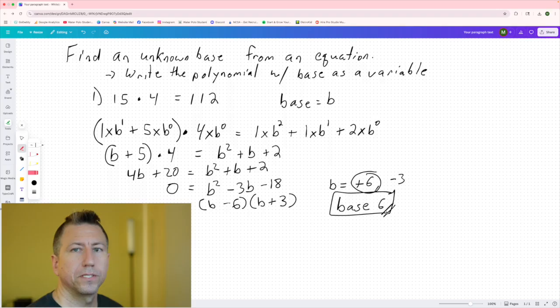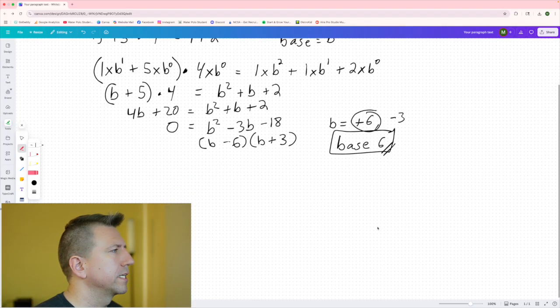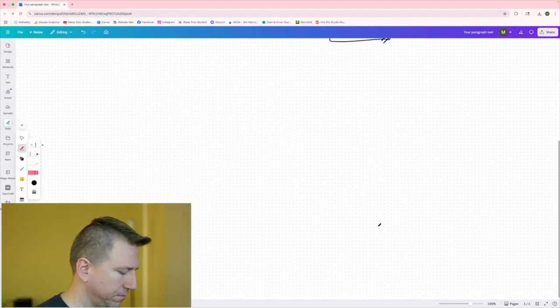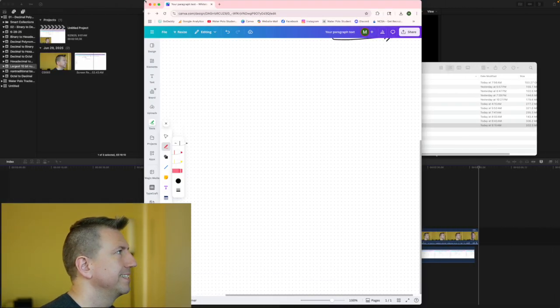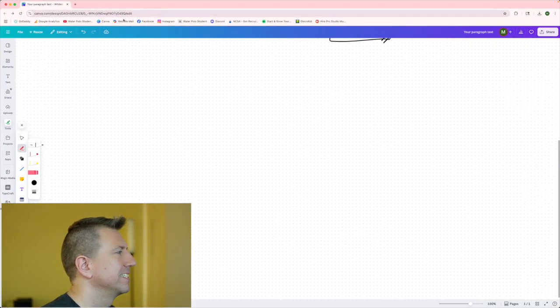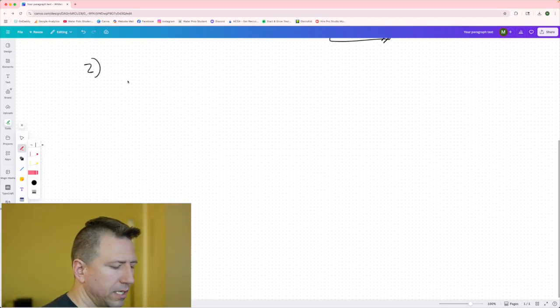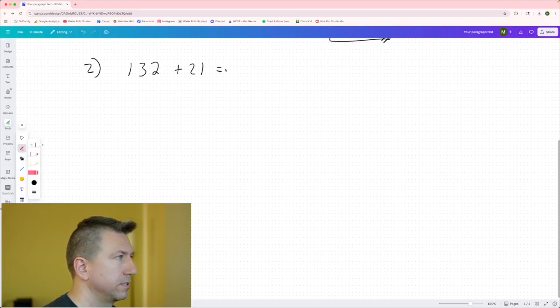Great. So that's how we do it. Let's look at another example. Here's number 2. What if we had the expression 132 plus 21 is equal to 213?